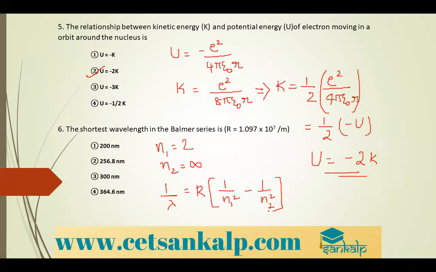Roughly take 1.097 as 1, then 4 divided by 1 into 10 to the power 7, so it is 4 into 10 to the power minus 7, nearly 400. So you can approximately take it as 364. That is 364.6 nanometer. So option 4 is the right answer. Okay, so you are clear with that? Right, so we'll move to the next problem.